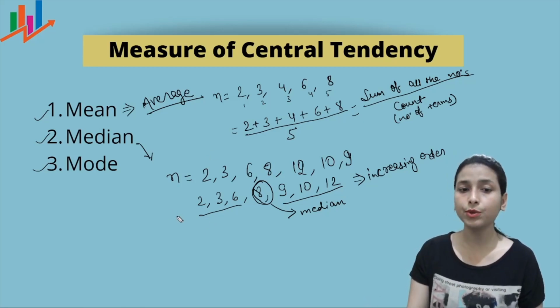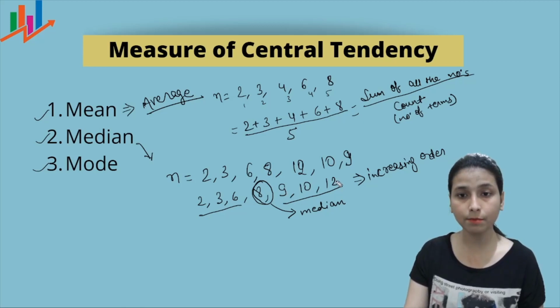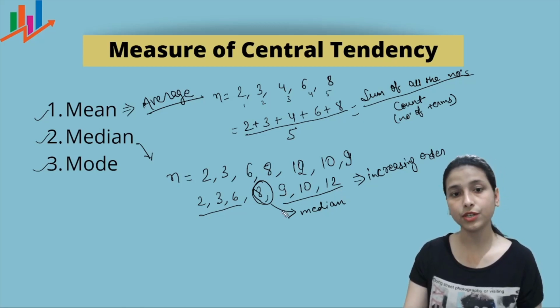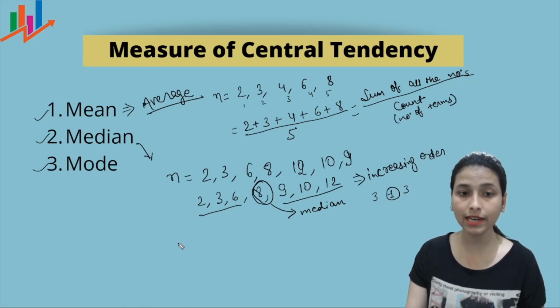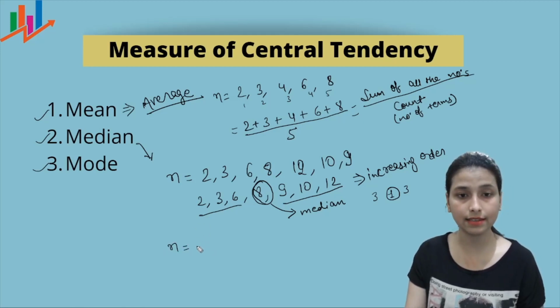Now you would be thinking that here the number of count was 7. That is why we took 3 this side and 3 this side, and we were left with 1. Suppose in my data I have 8 terms. Let me consider this example only.